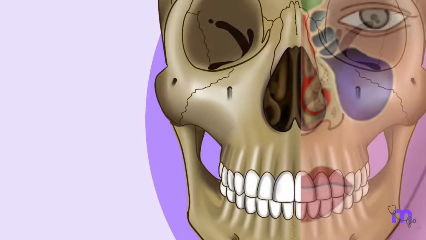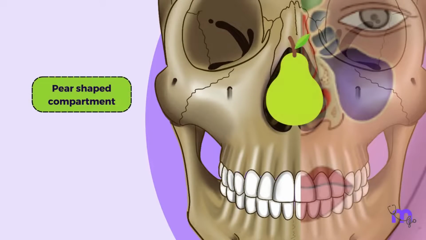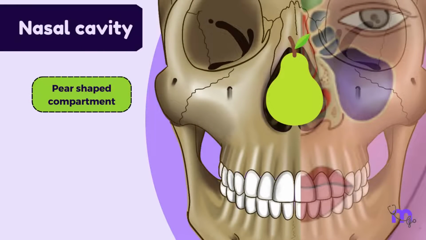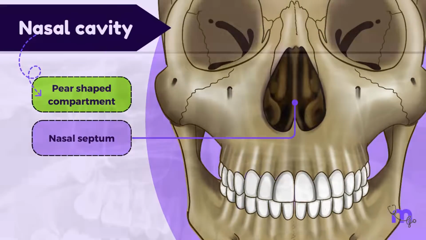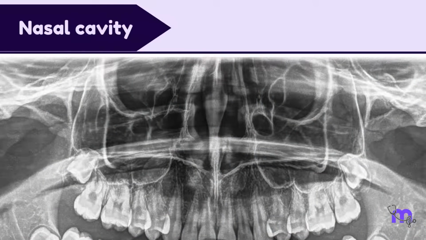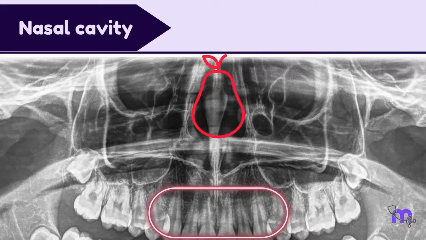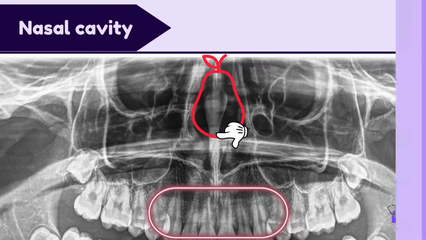Between the maxillary sinuses lies a pear-shaped compartment of bone, known as the nasal cavity, divided into 2 halves by the nasal septum. On an OPG, it appears as a large radiolucent area above the maxillary incisors, with the nasal septum as a vertical radio-opaque partition.